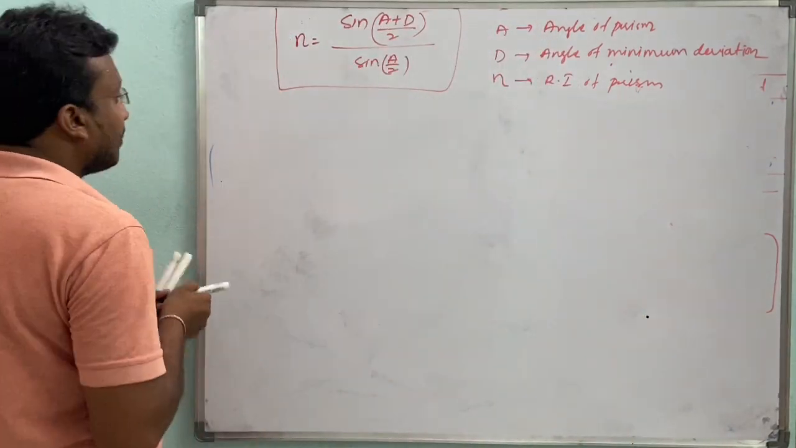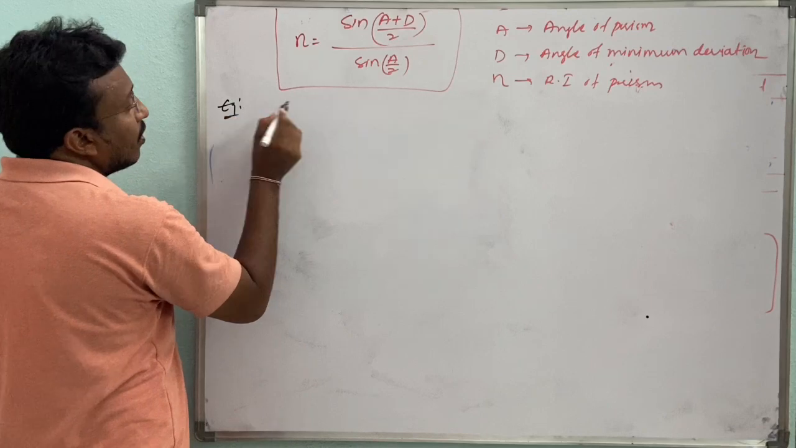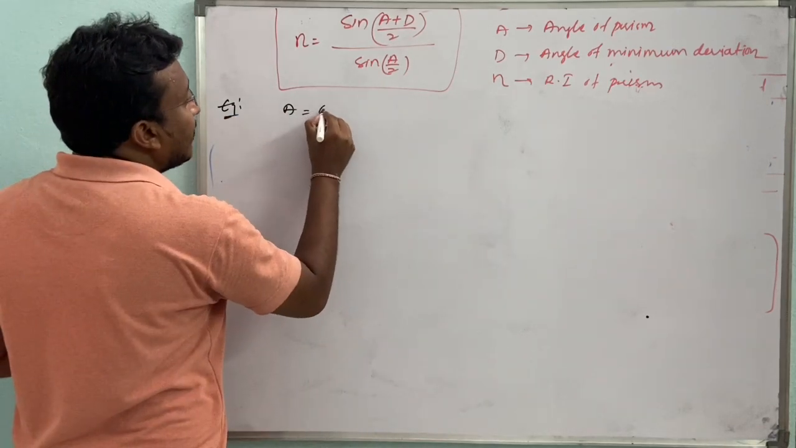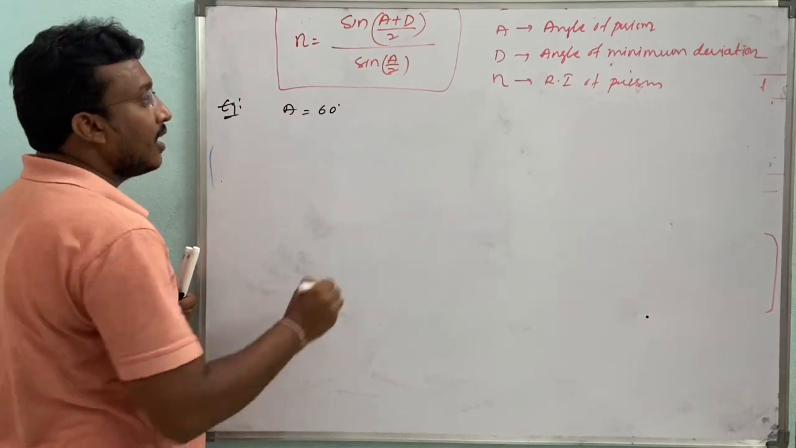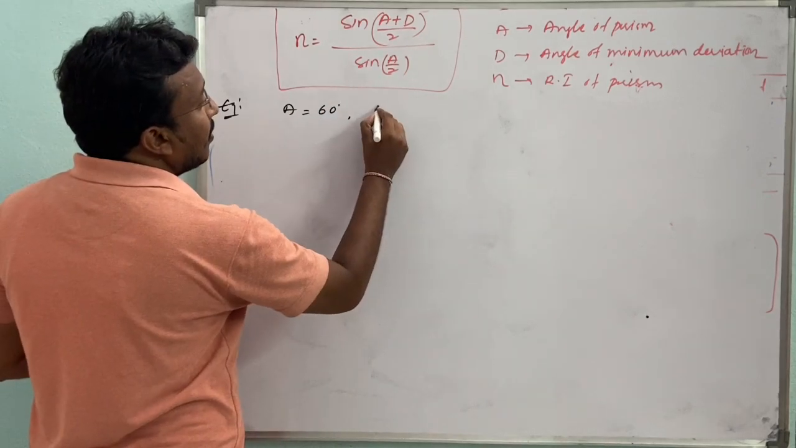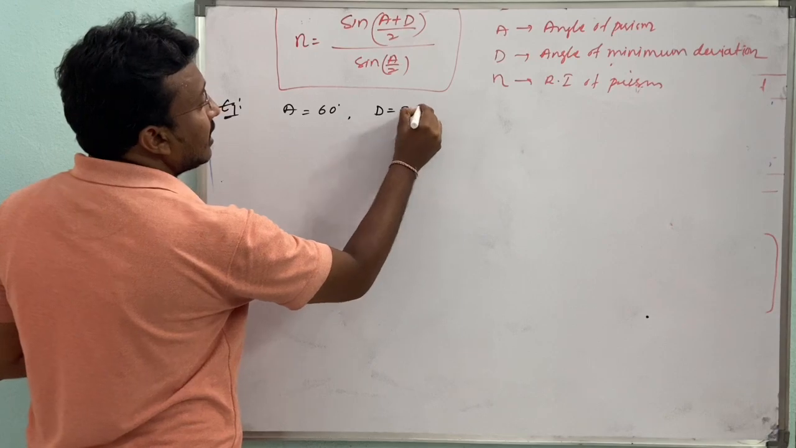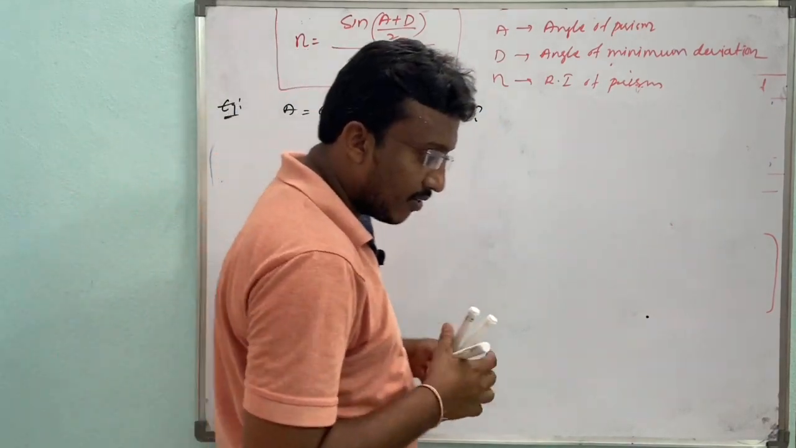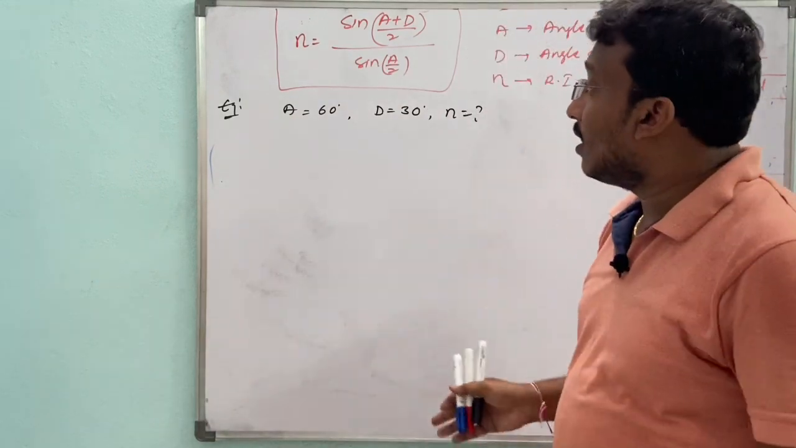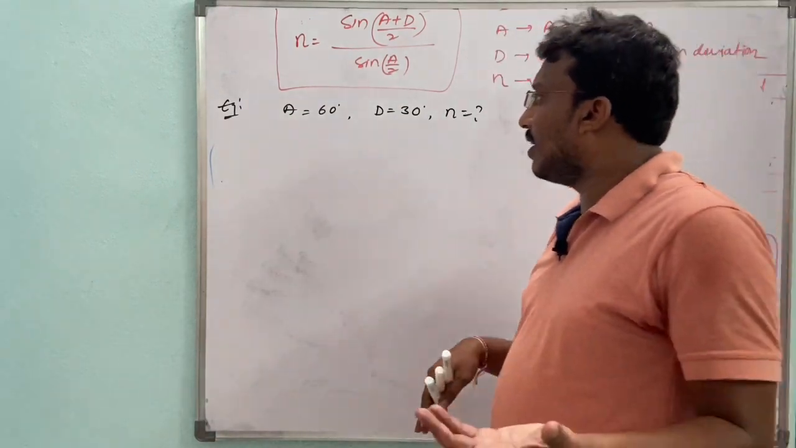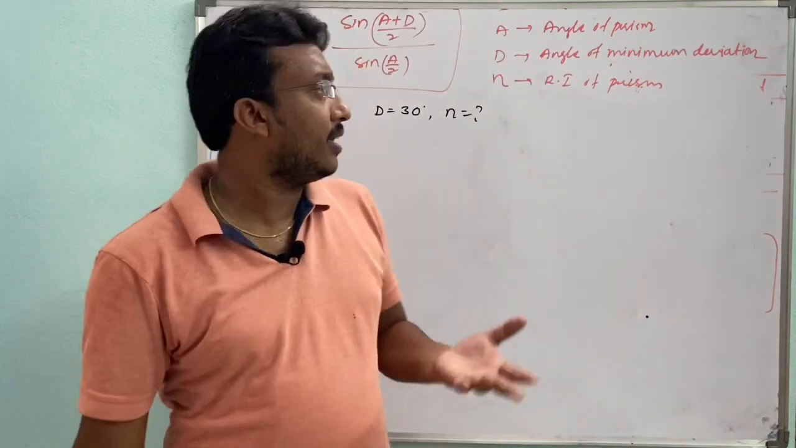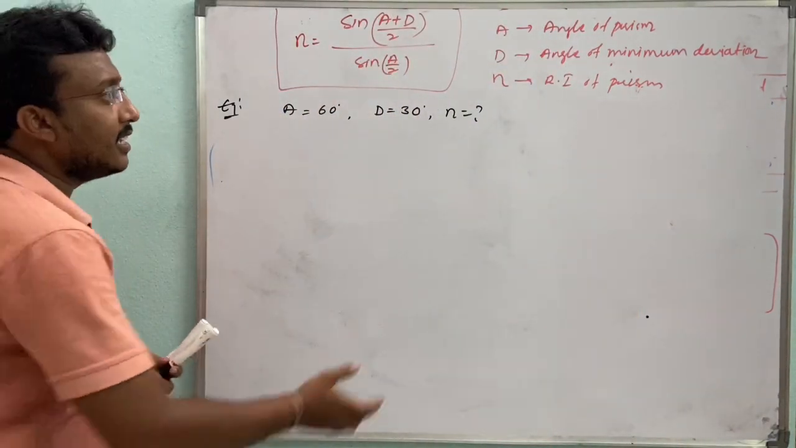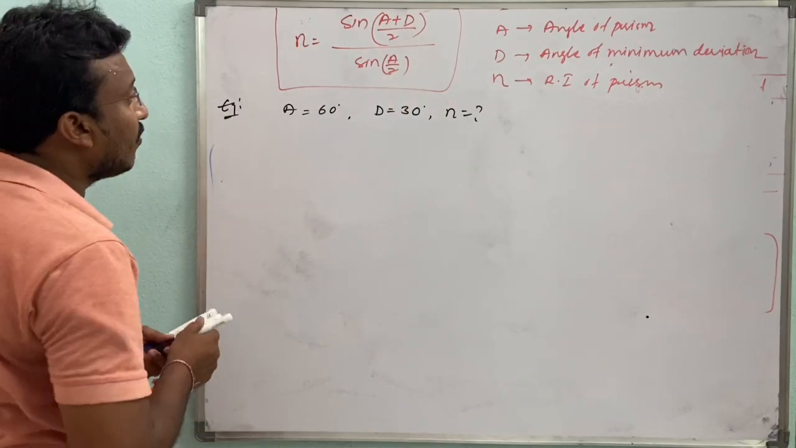Here, for example, angle of prism is given as 60 degrees and minimum deviation is given as 30 degrees. Find n. You will be given one question. For example, the angle of prism of a given prism is 60 degrees and its angle of minimum deviation is 30 degrees. Then find the n value. How will we find it, sir?